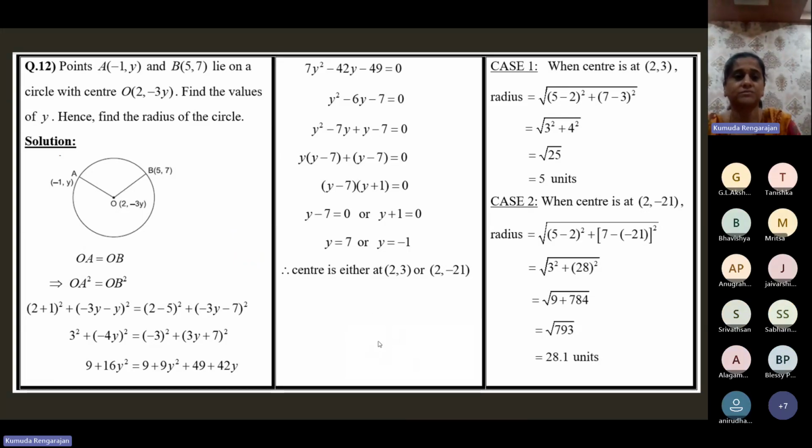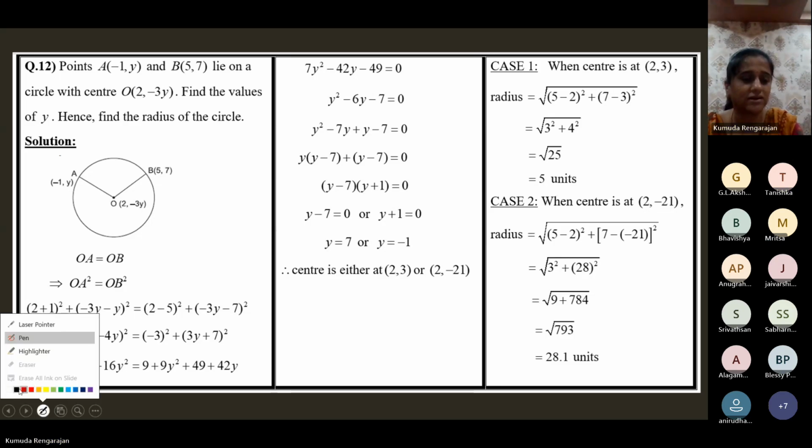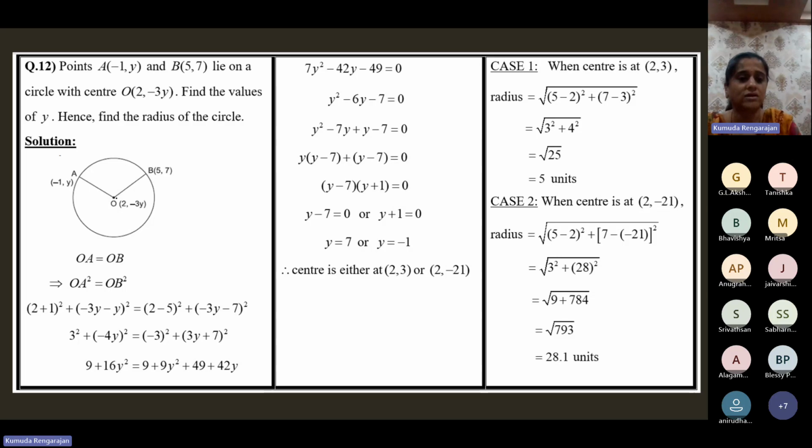Completed, all of you? Yes, ma'am. Okay, very good. So what is given here? O is the center of the circle, and the coordinates of O are given to be 2, minus 3y. So here we do not know the value of y. Then we have 2 points A and B lying on the circle, meaning on the circumference of the circle. O is the center of the circle. A and B are 2 points lying on the circumference of the circle.